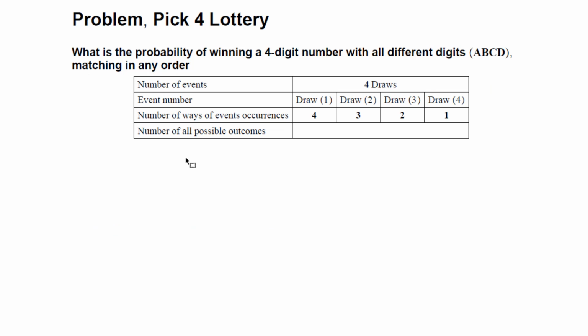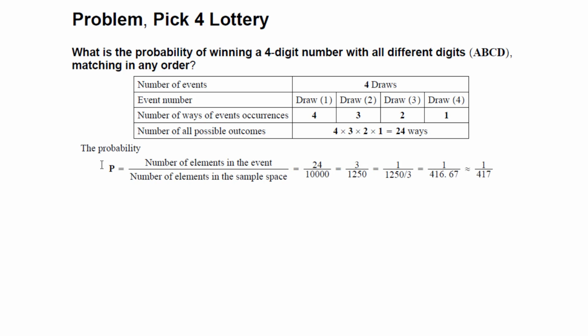We can also get that from the following table. The first digit can be drawn in 4 ways, and the second digit can be drawn in 3 ways, and the reason is no replacement. The third digit can be drawn in 2 ways, and the fourth in 1 way only. So we multiply them together and we get 24 ways.